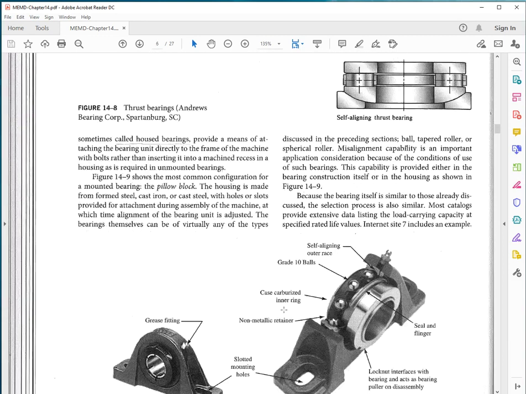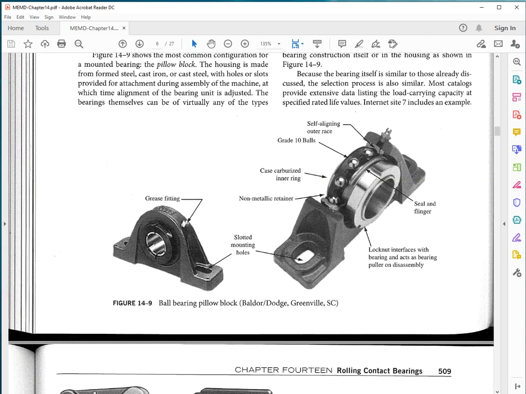Okay, pillow block bearings, mounted bearings. They come readily assembled, where you have the rolling elements, rather the outer race already mounted on the block, and then the inner race may have set screws or a means to attach the inner race to the shaft.